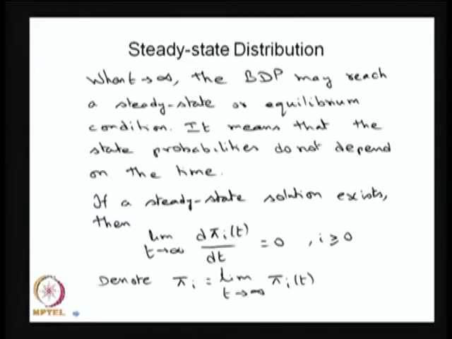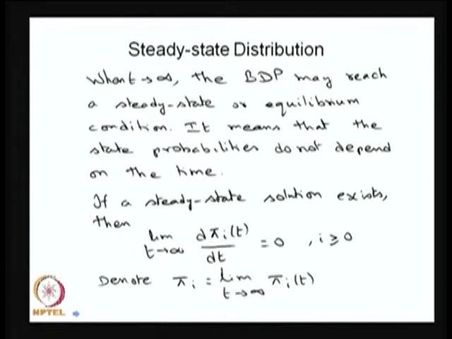Now, I am discussing the steady state distribution, that is nothing but when t tends to infinity, the birth-death process may reach steady state or equilibrium condition. That means the state probabilities do not depend on time. That is the meaning of a steady state distribution. As t tends to infinity, whenever we say the birth-death process reaches a steady state or equilibrium, that state probability does not depend on time.